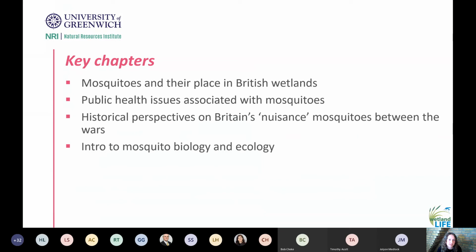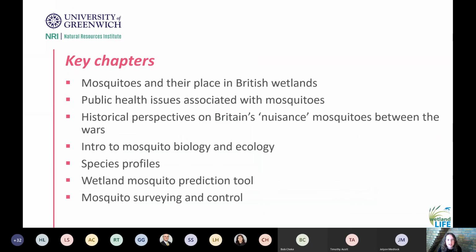So the key chapters included in the handbook look at mosquitoes and their place in British wetlands, public health issues associated with mosquitoes, a fascinating chapter from our colleague Peter Coates on historical perspectives on British nuisance mosquitoes during the interwar years, and some background information on the biology and ecology of mosquitoes. And then we have two sections which are really two sides of the same coin: species profiles and our wetland mosquito prediction tool.